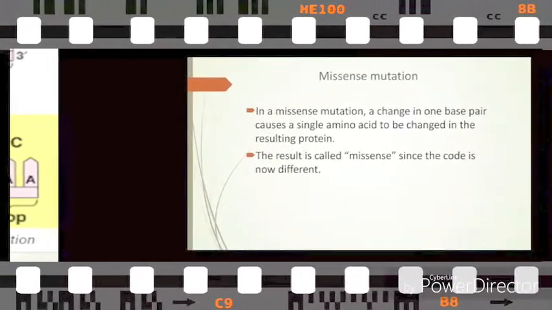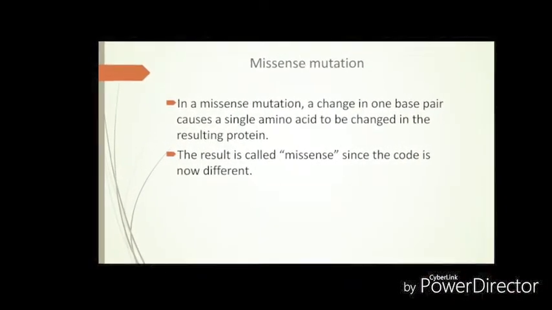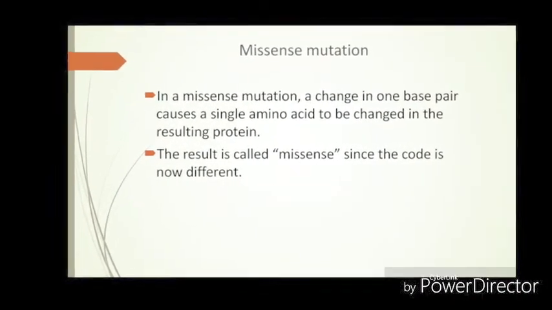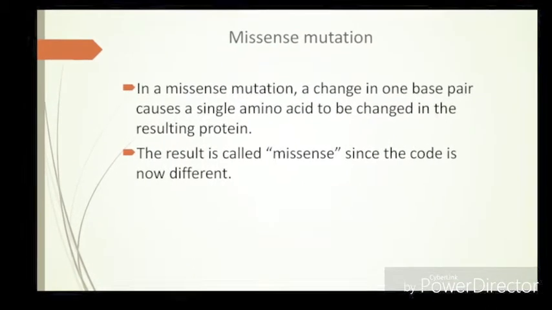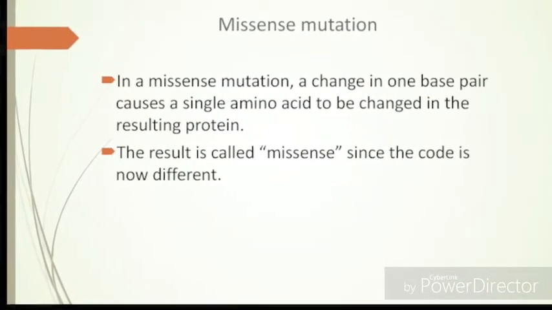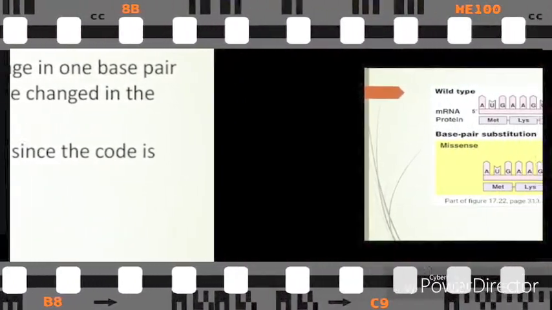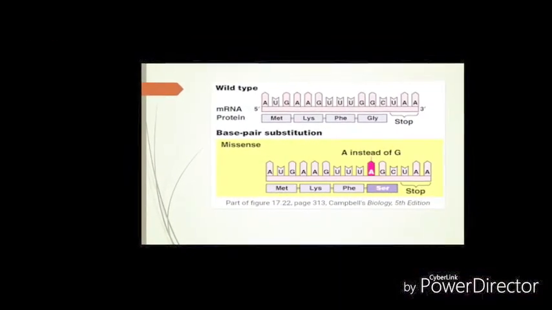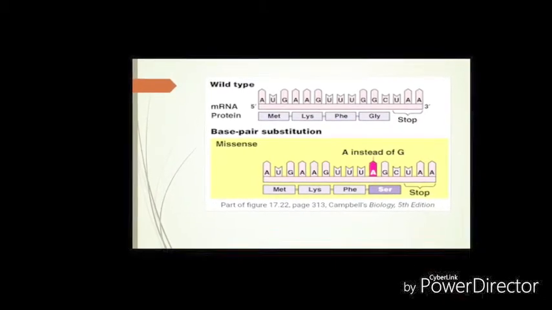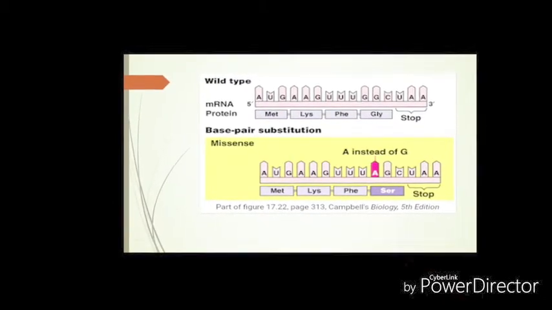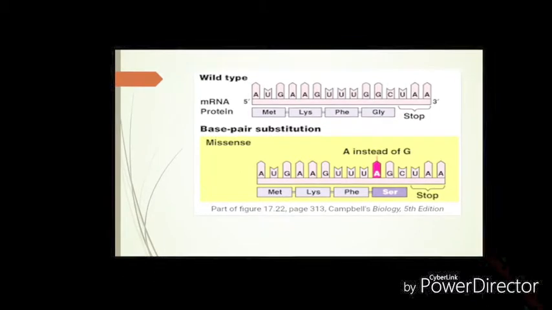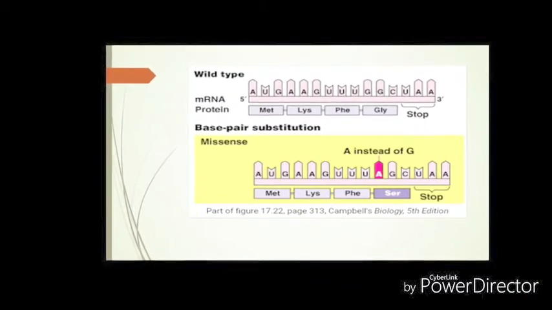The second possible result is a missense mutation. In a missense mutation, a change in one base pair causes a single amino acid to be changed in the resulting protein. The result is called missense since the code is now different. In the following example, GGC has been changed to AGC, resulting in a different amino acid. The effect of a missense mutation on the protein is unpredictable.